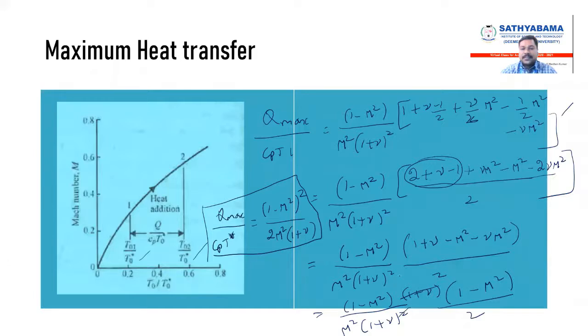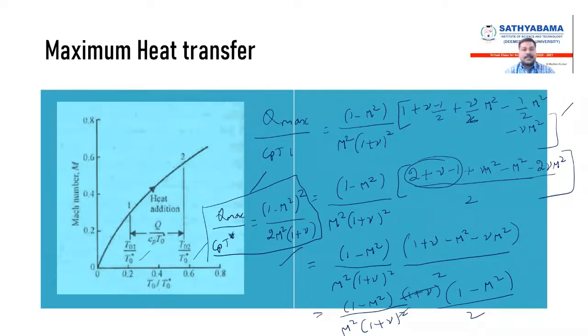So M square into 1 plus gamma square divided by 2, right? And then your final expression is 1 by (1 minus M square) whole square divided by 2 into M square (1 plus gamma), right? So this is your Q max relation, that is the maximum heat transfer relation.